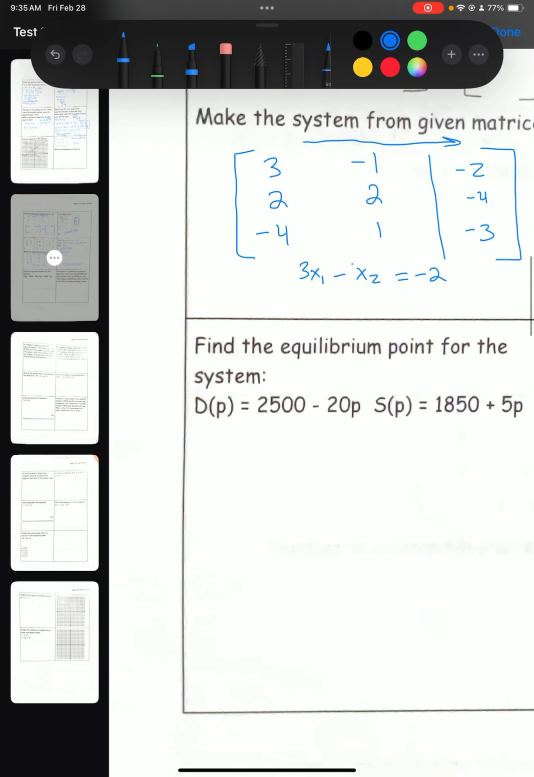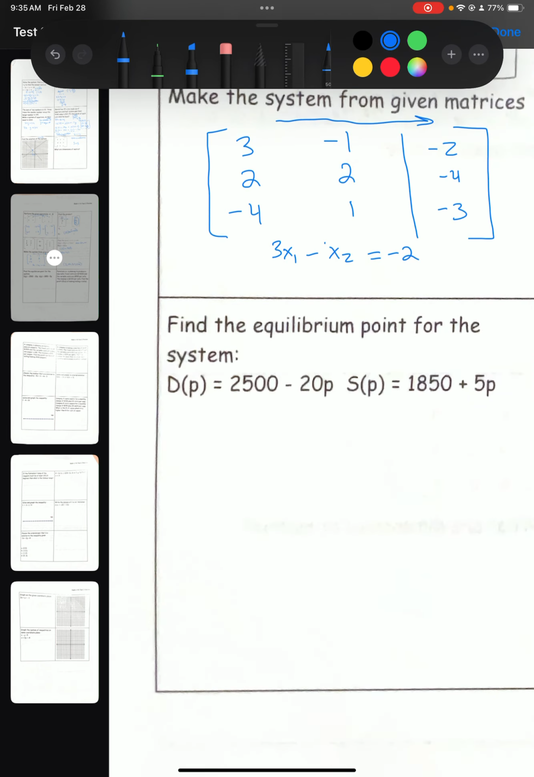All right, next one. Find the equilibrium point for the system. So again, that's when the demand is going to equal supply.